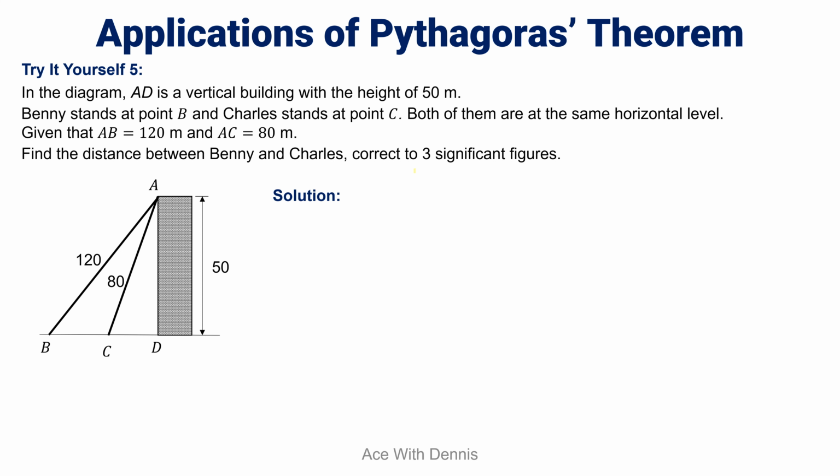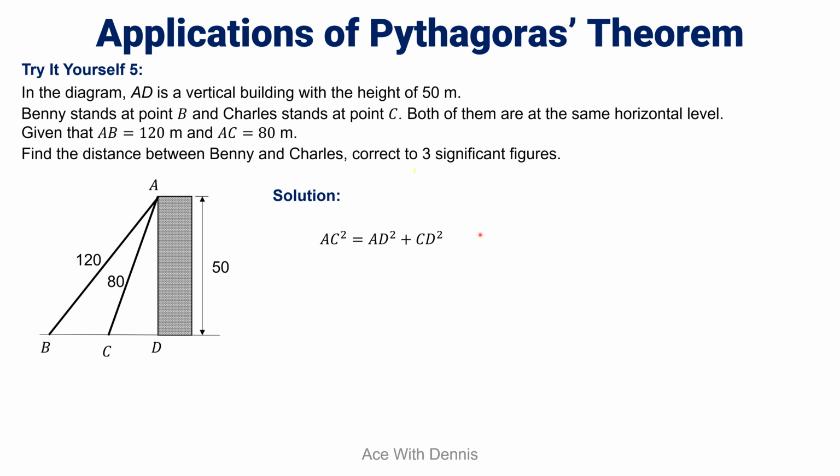Alright, so here's the solution. For this question, we need to find the length of BC. To find the length of BC, we need to see that in this diagram, there are two right angle triangles. The first right angle triangle is triangle ACD, and the second right angle triangle is triangle ABD. So we find the length of CD and the length of BD. Then to know the length of BC, just take BD minus CD. Okay, so first we will look at the right angle triangle ACD, where AC is the hypotenuse.